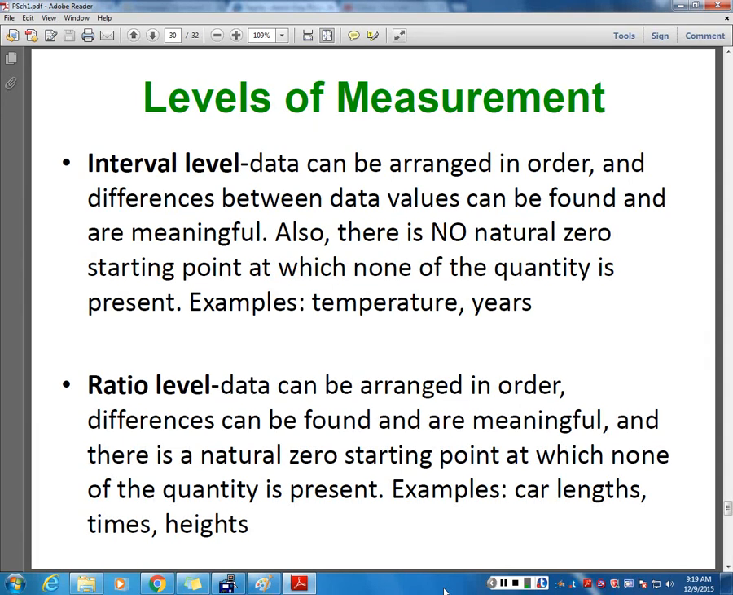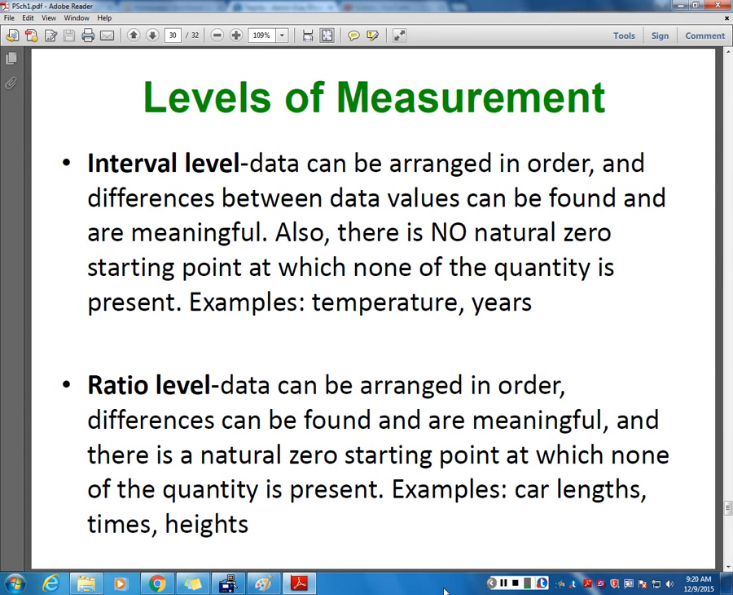With temperature, the data can be arranged in order. Temperatures can be put in order. And we can find the difference between 2 temperatures. We just use subtraction. And they're meaningful. But 0 degrees doesn't mean that there's no temperature. 0 is a 0 on a scale. It doesn't mean that there's no heat present either.